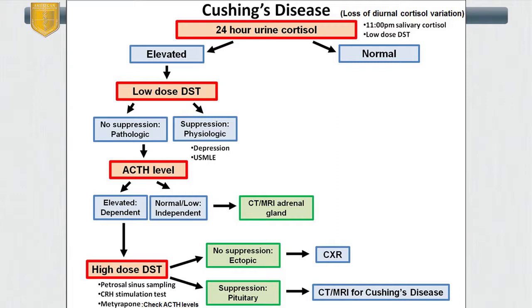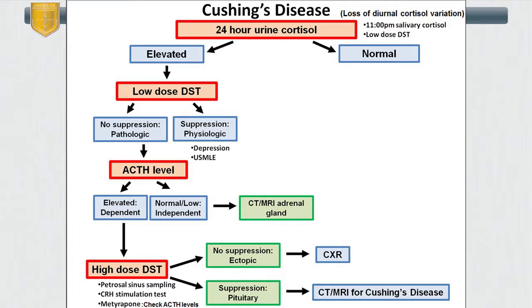But according to this diagram, you do a 24-hour urine cortisol first, and then that will tell you, if it's elevated, is it physiologically elevated or pathologically? If you worry about pathologic, you consider doing a low-dose dexamethasone test. If you suppress, well, then it's physiologically elevated. If you don't suppress, then it's pathologically elevated. Then the next question becomes, where is the pathology? And that's where the ACTH level will help you immensely.